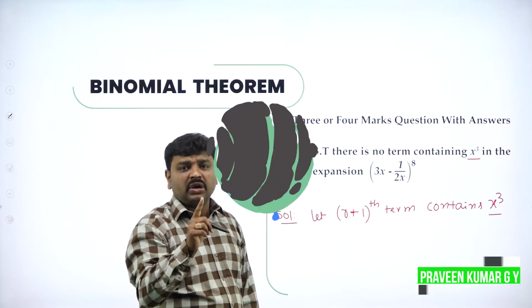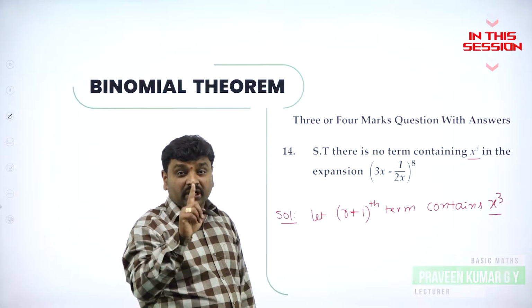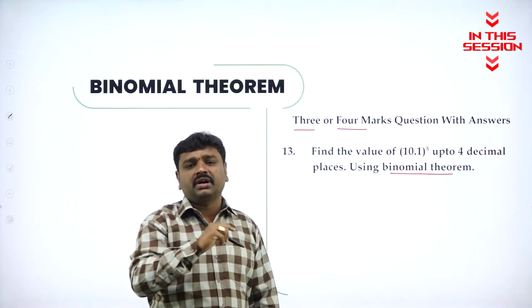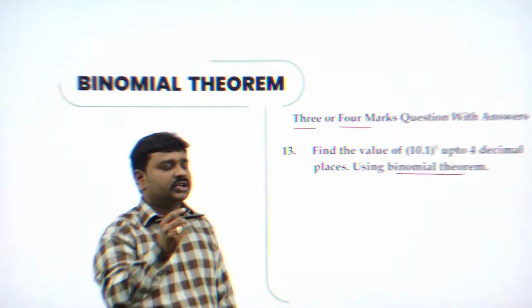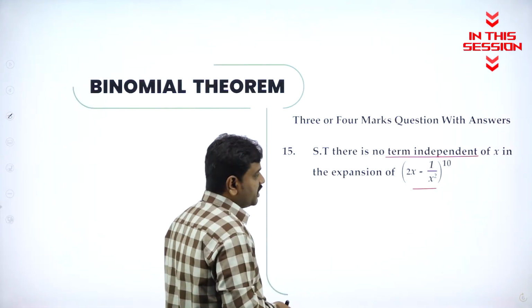Which is a whole number, or you should get an r value which is a positive integer. You should not get r as a fraction. So if you want to use binomial theorem, split the given number into binomial, into two terms. And here I am using law of indices. 0.1 can be written as 10 power minus 1. Independent of x in the expansion of 2x minus 1 by x square whole power 10.